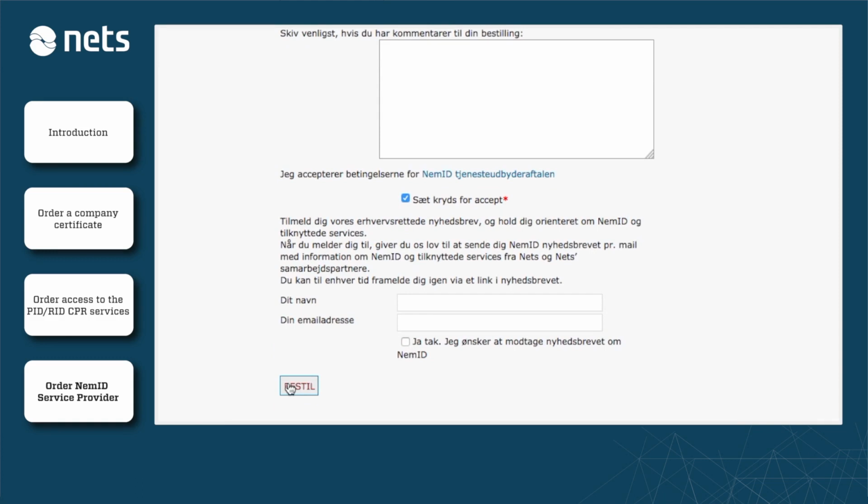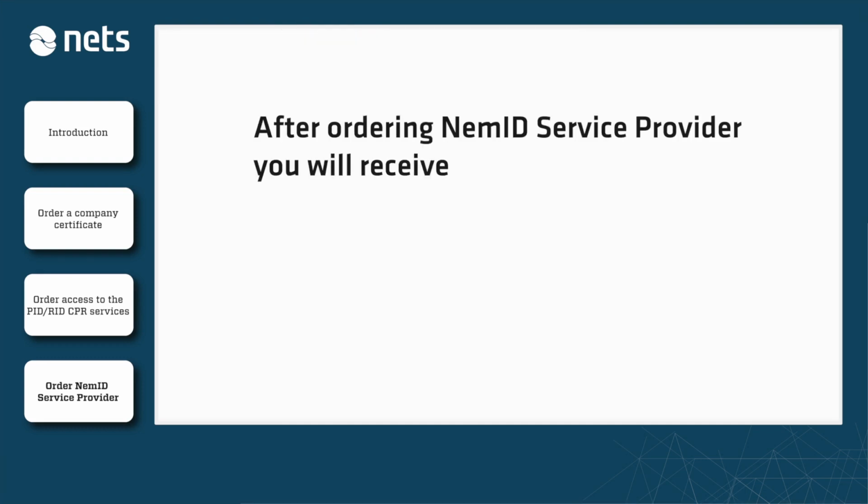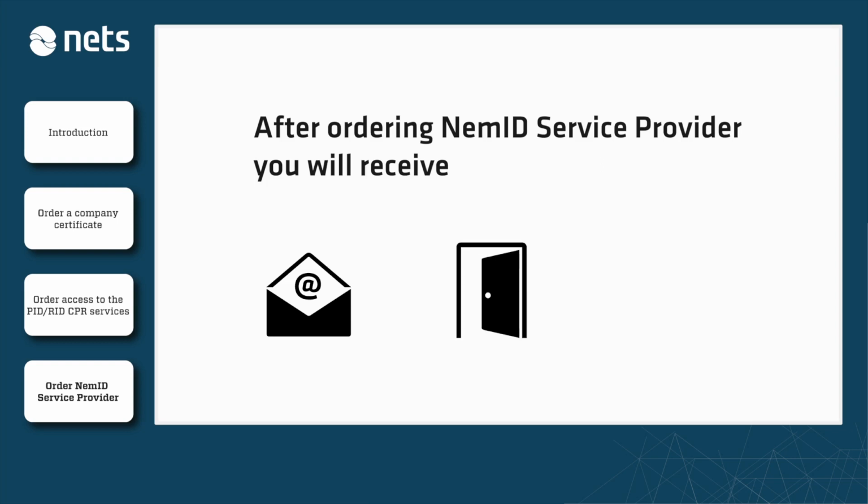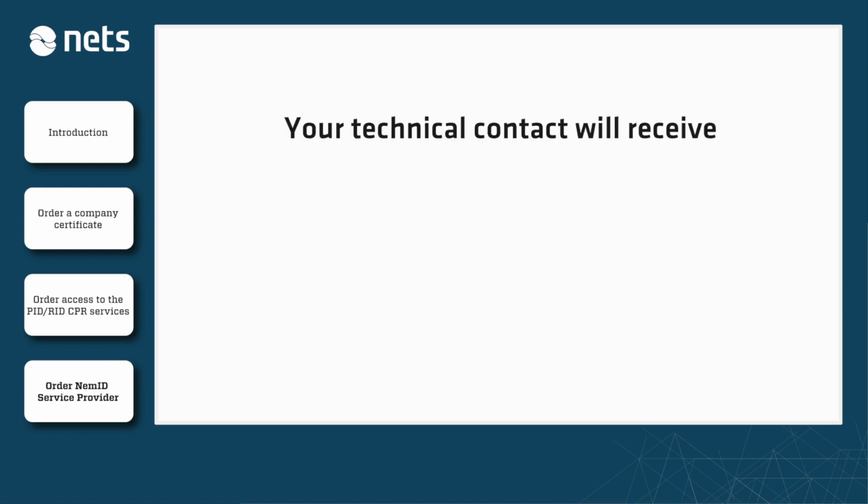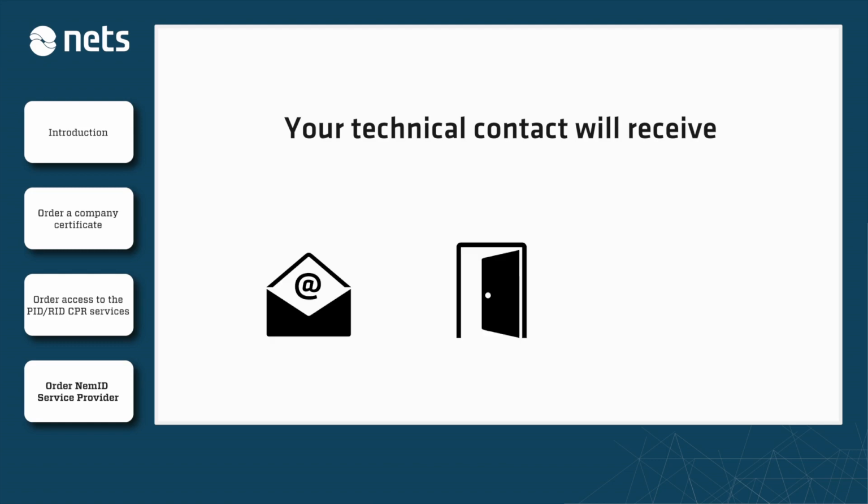We encourage you to read the conditions before you accept them. Click on Bestill. Your request is now sent to NemID and you will receive a confirmation email with the NemID service provider agreement attached. When we have received your order, we will create the necessary accesses and test certificates and also whitelist your IP addresses. Your technical contact will receive an email with the relevant access points along with the activation password for the test certificate.